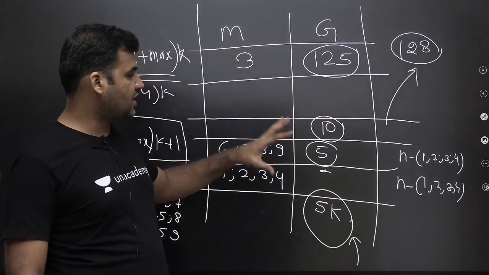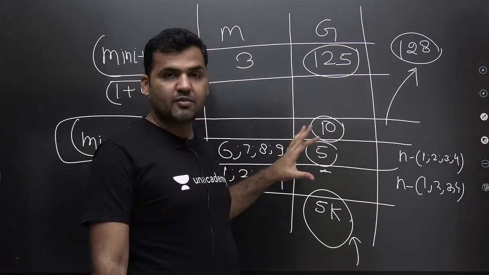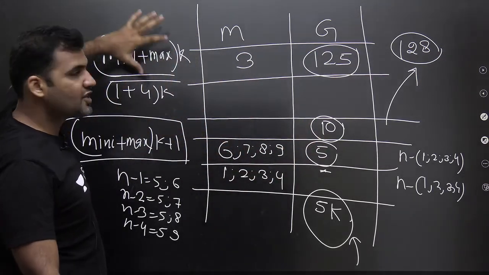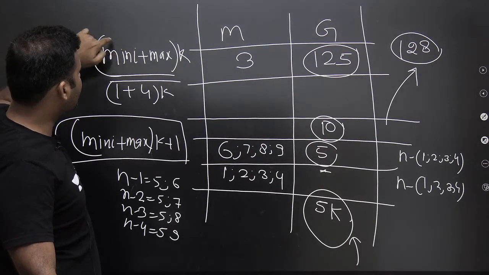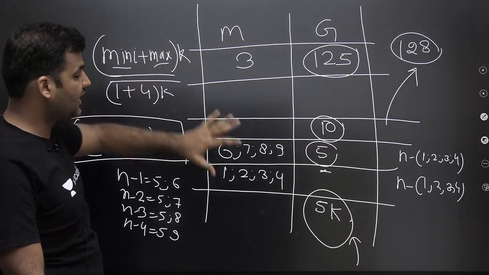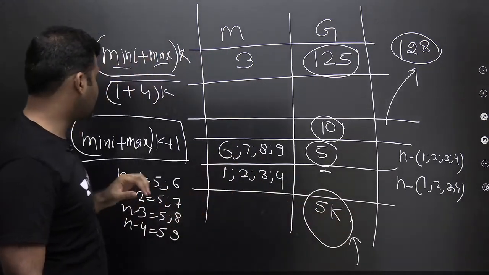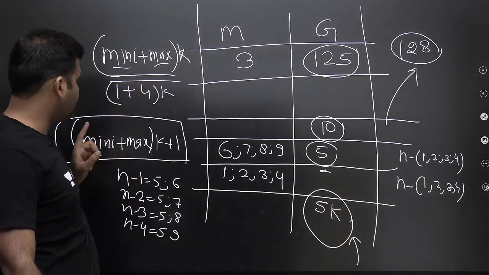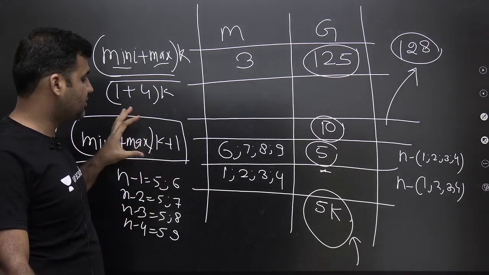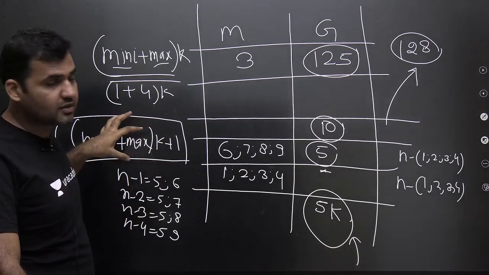So do I need to derive it every time I'm solving a question of a coin game? No. If the person picking the last coin is winning the game, then the minimum number of coins plus the maximum number of coins, multiplied by k, would be the controlling factor. If the person picking the last coin is losing the game, then (minimum plus maximum) into k plus 1 is the concept.